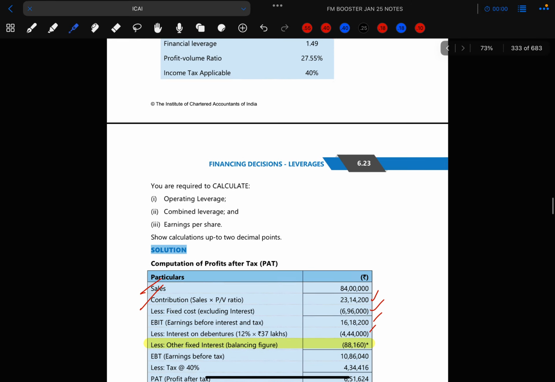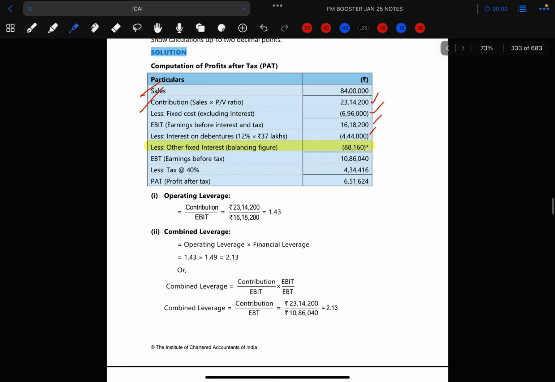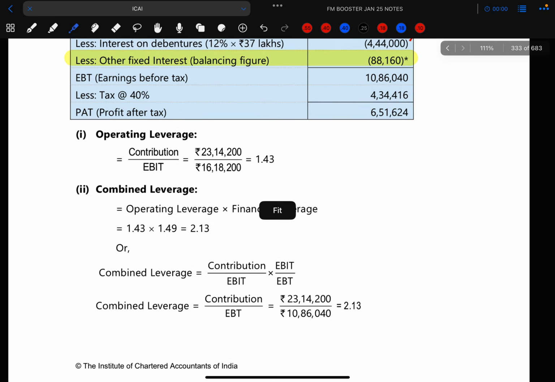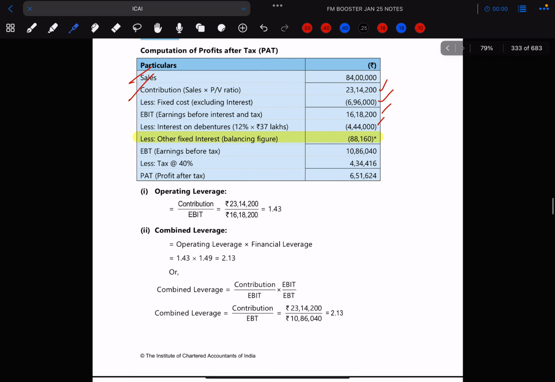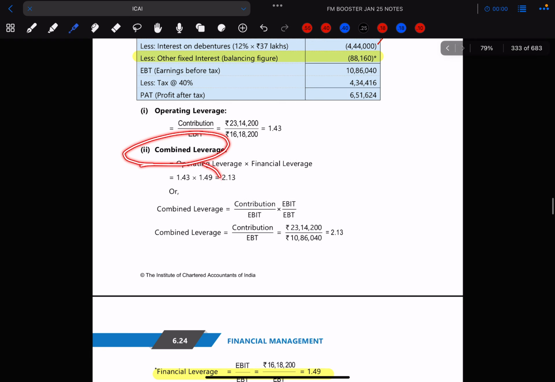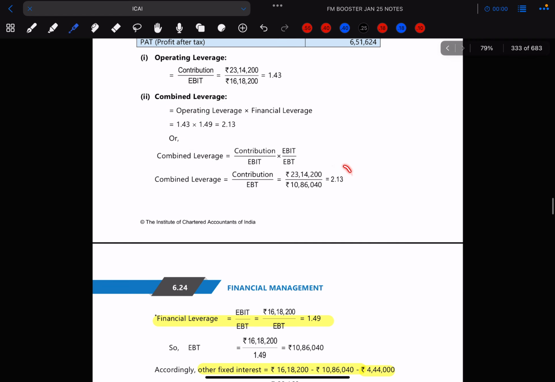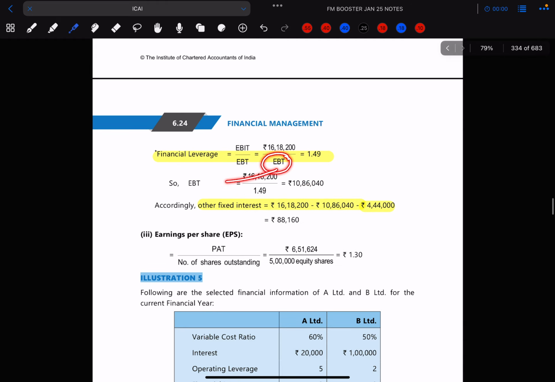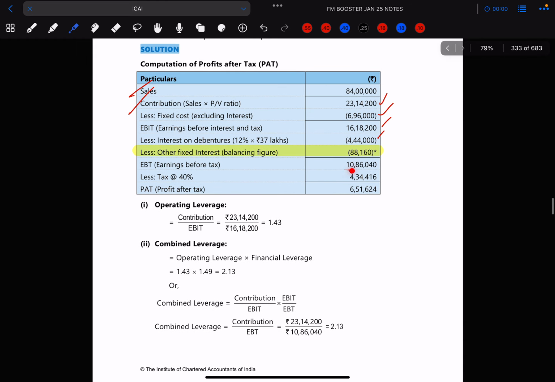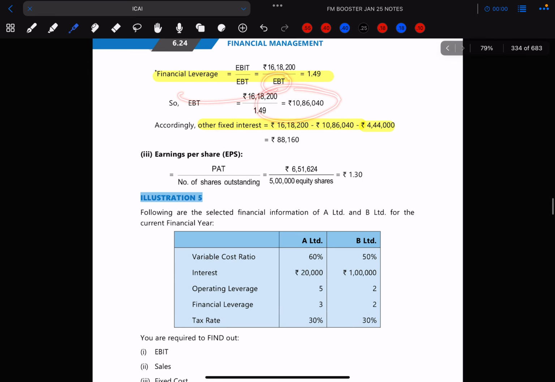Remember in every question when you are doing this, you have to cross multiply everything. Here the contribution is the same, because contribution by EBIT, there is nothing that changes. But when it comes to combined leverage, they have given this already. So in that case you'll go for combined leverage. When it comes to combined leverage, you'll find EBIT already, EBT already. In that case it gives 1060. So what is the balancing figure here? The balancing figure, we'll take it as fixed interest.